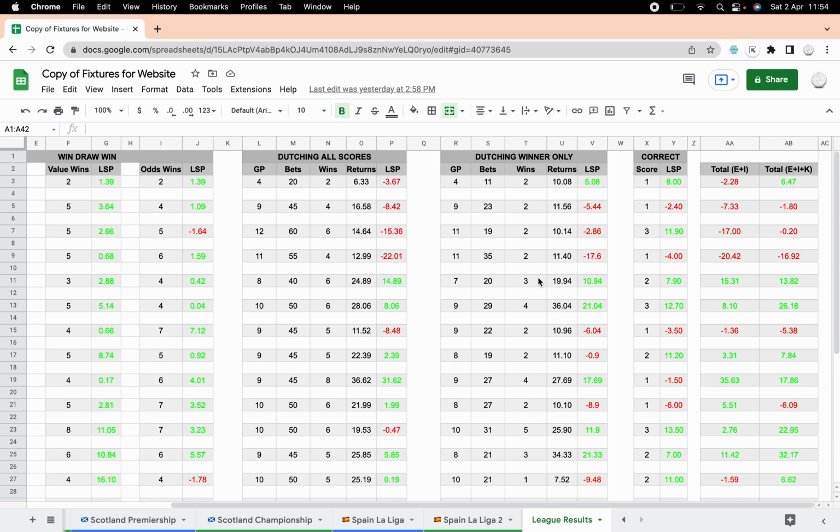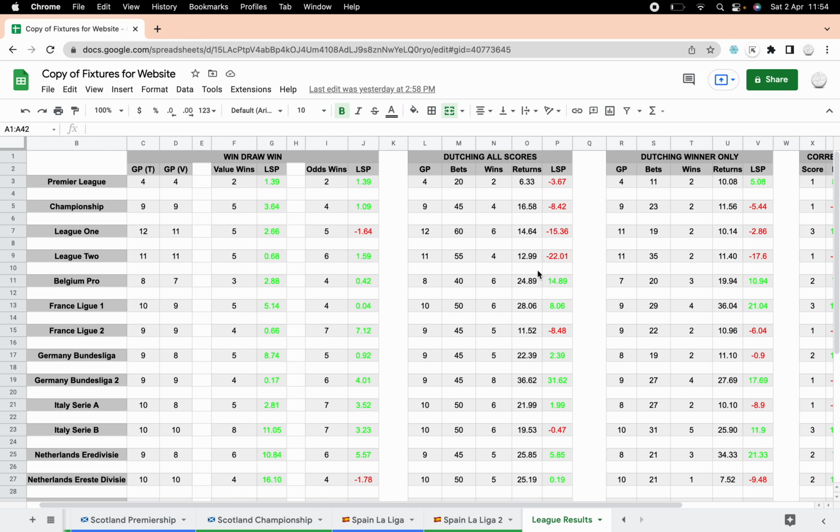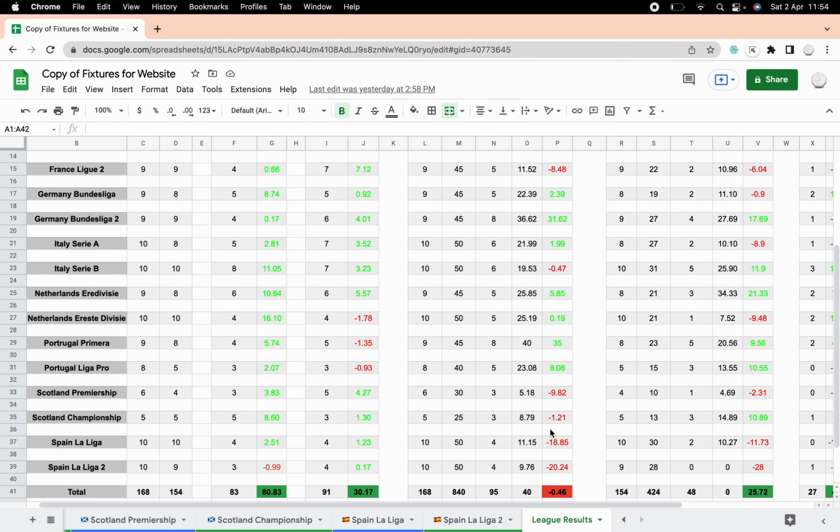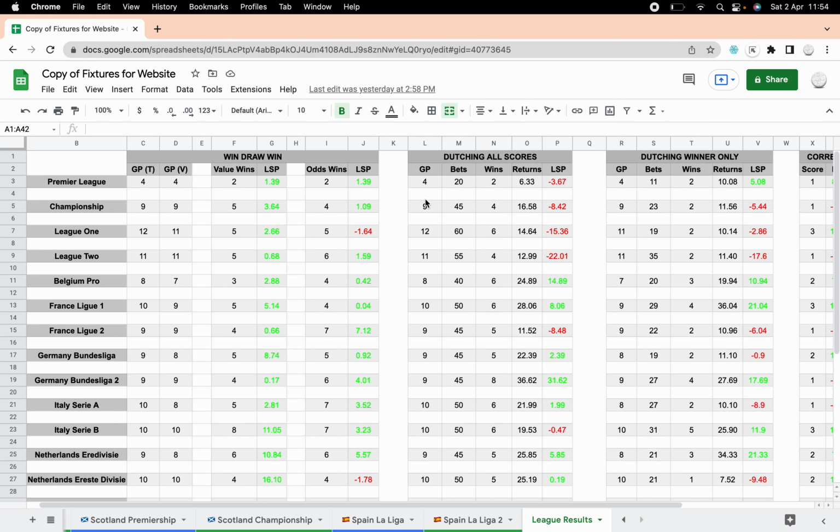So if we look at Dutchin all scores, which is here, we can see that in the Premier League, 4 games, 20 bets, because we're saying there's 5 bets per game. So it's always going to be, as you can see, the amount of games played times 5, which is going to give us how many individual bets. We've kept our stake at £5, so it's basically £1 on each bet, if you like, on each scoreline. But because of Dutchin, we're putting different amounts on for each scoreline to make sure we get an equal profit. But the overall stake is always going to be £5. So this column is always going to be the amount of games times 5, because we're putting 5 bets on.